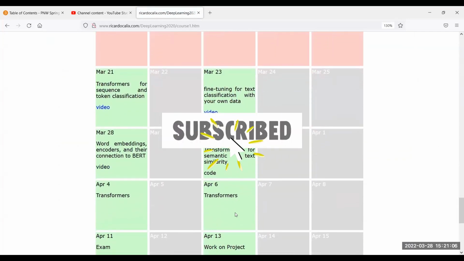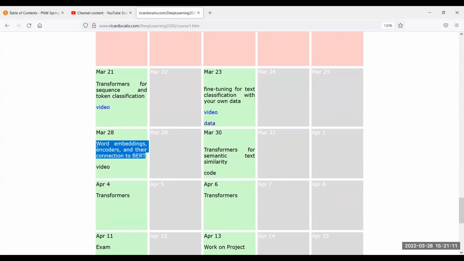I have called this lecture today, word embeddings, encodings, and their connection to BERT.